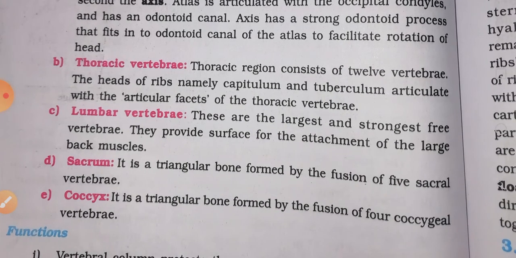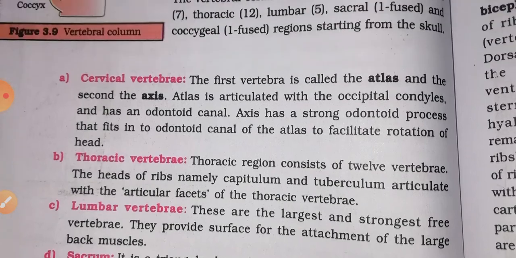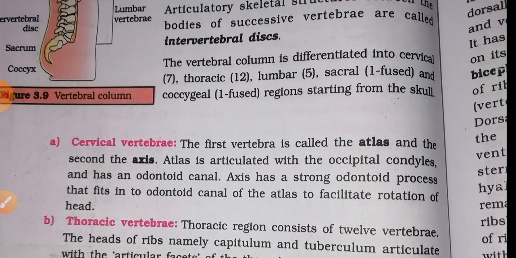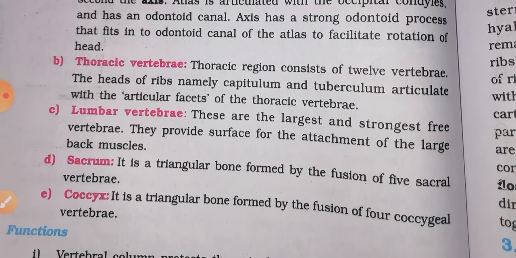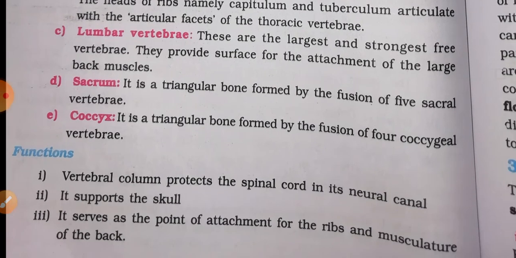Next, thorax is nothing but the chest region. The thoracic region consists of 12 vertebrae, while the cervical has 7. The heads of the ribs, known as the capitulum and tuberculum, articulate with the articular facets of the thoracic vertebrae. Next, lumbar vertebrae.